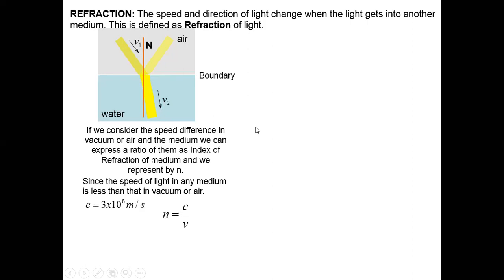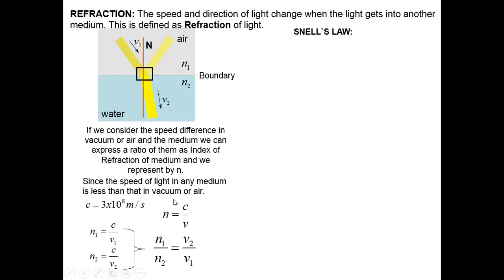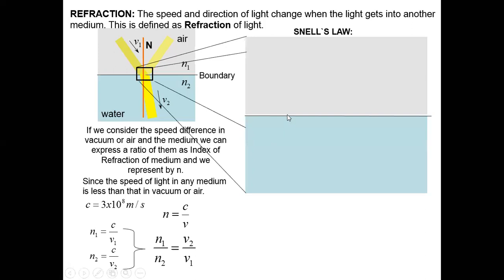So let's continue. The speed of light in air, remember, is 3 times 10 to the power 8 meters per second, right? It is around 300 million meters per second. Okay. We use a formula to find the refraction: the speed of light over the speed of light inside the other medium. We use that formula. To get this straight, we are going to use Snell's law.